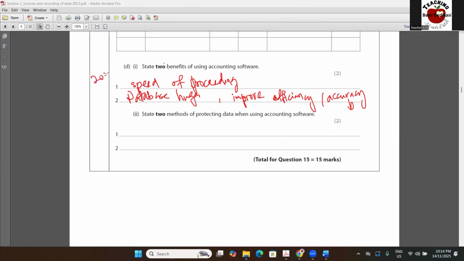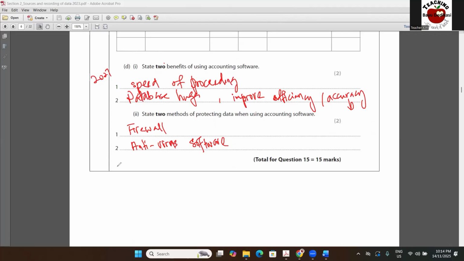This applies to the 2027 candidates, the exam. State two methods of protecting data when using accounting software. One of them, we always have the firewall. So when you get your laptop, they will already set up the firewall, to make sure that no one can easily hack your computer. Some might buy antivirus software. So this one, you have to pay.